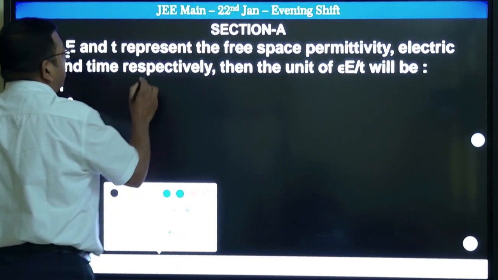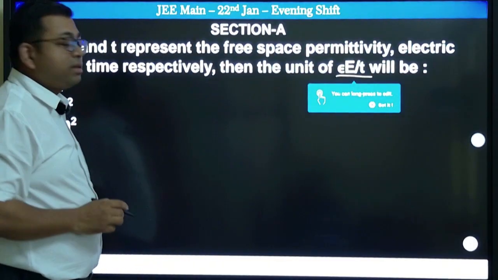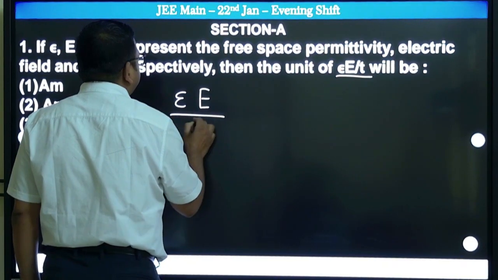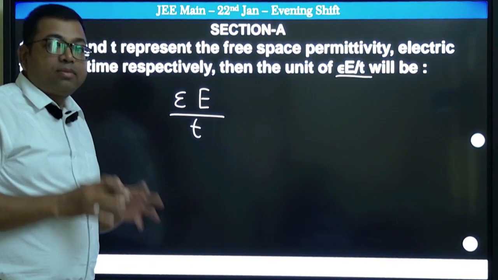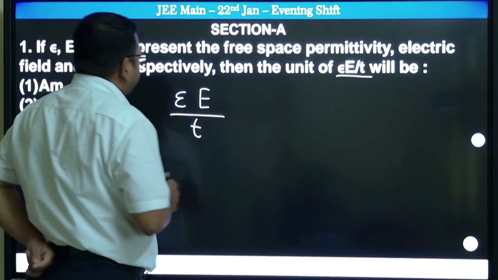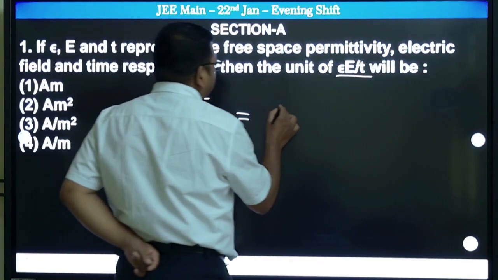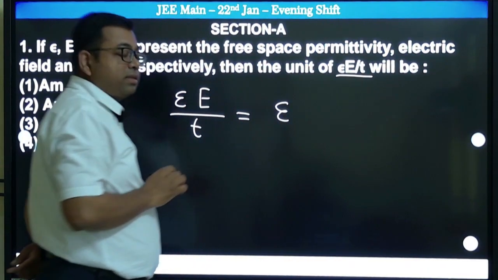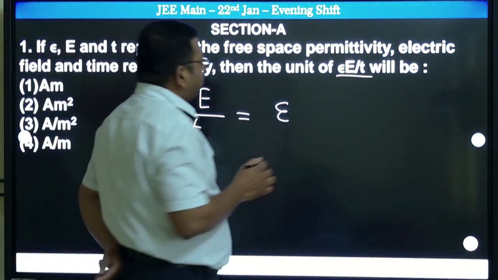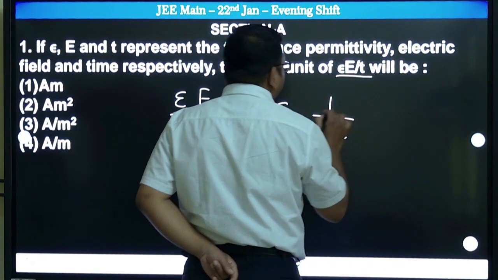Okay, so here what are the things given, and we have to calculate epsilon E by T. So epsilon E by T, dimensions of that we have to calculate. So let us think about it. What can we do? So let us keep epsilon as it is. Electric field, what can we write? Electric field we can write as 1 by 4 pi epsilon, right?